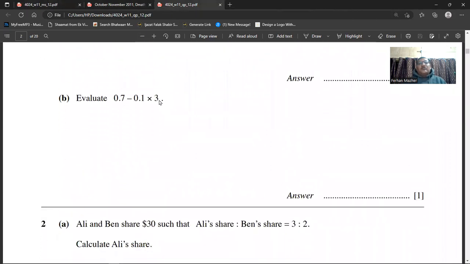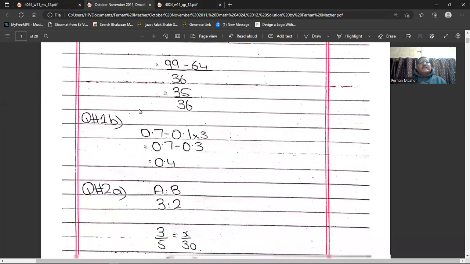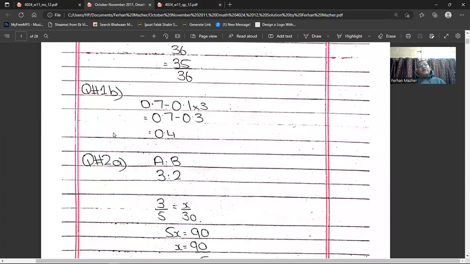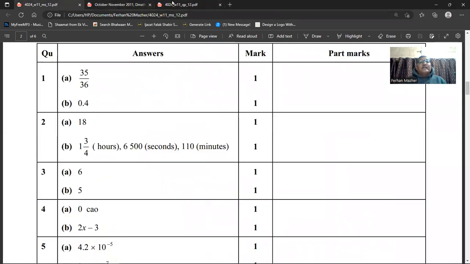Okay, so we are going to question number 1, its B part, a 1-mark question. It says 0.7 minus 0.1 multiply 3. According to BODMAS, first of all, we will multiply. So 0.1 multiply 3 will become 0.3, so 0.7 minus 0.3. And then you will subtract the 0.3 from 0.7 and you will get 0.4. So 0.4 is the answer, which is right.